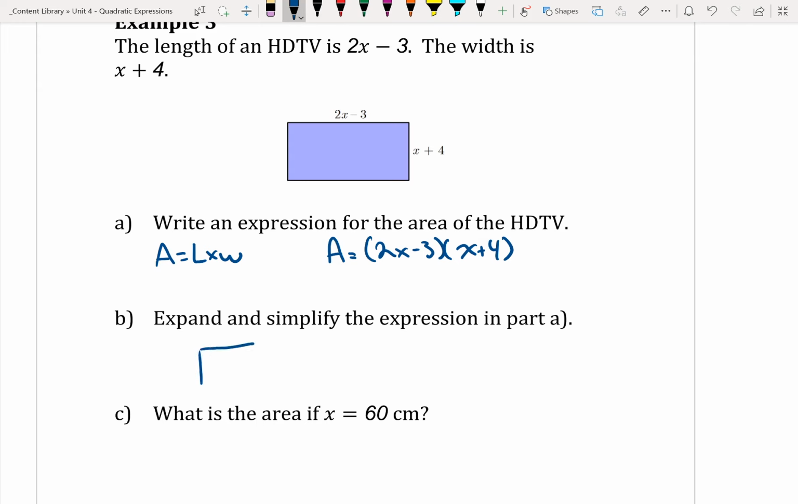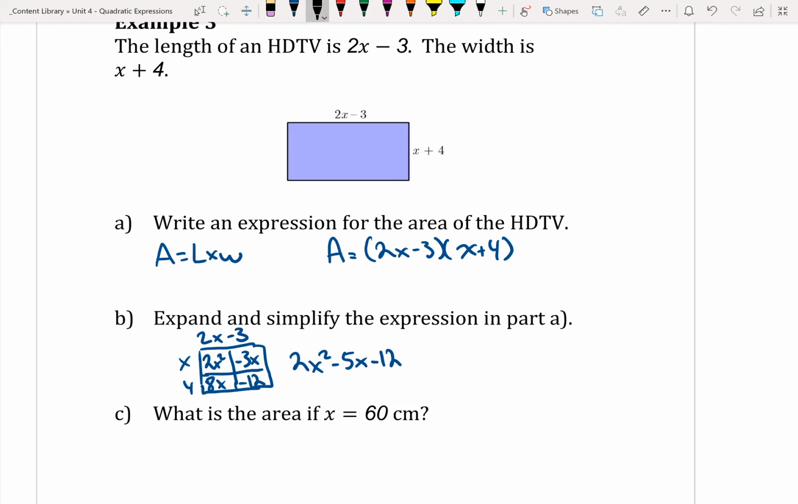So I'll show you the two different ways to do it. The box method first, so 2x and negative 3 and x and 4. We get 2x squared, minus 3x, 8x, and negative 12. When I collect all my like terms or simplify, 2x squared plus 5x minus 12.